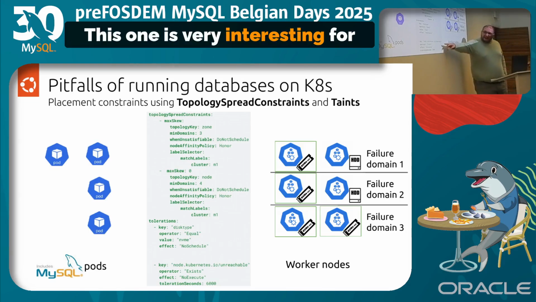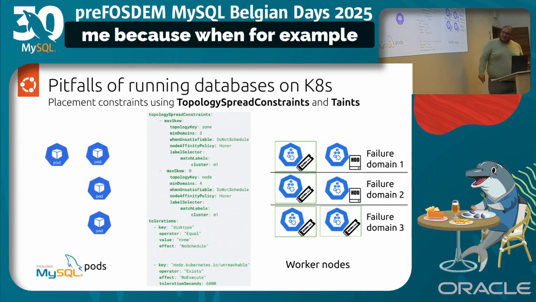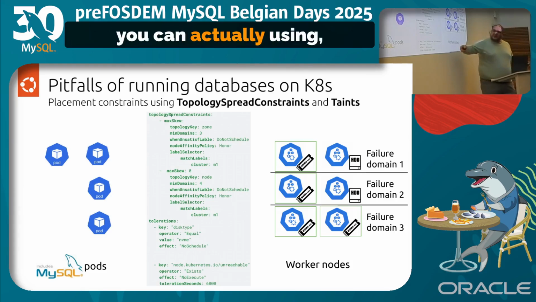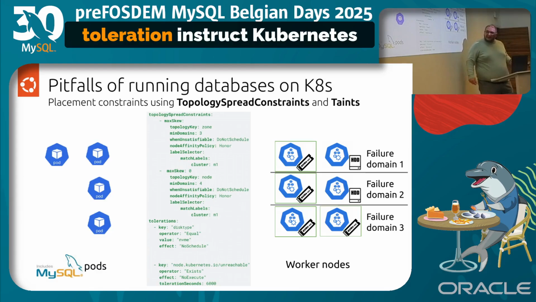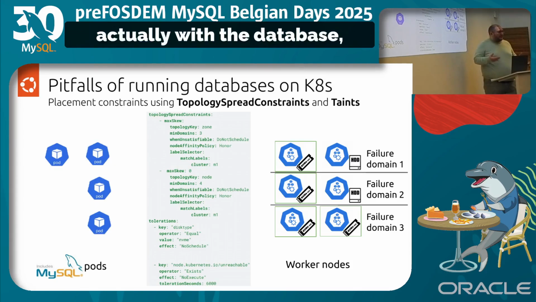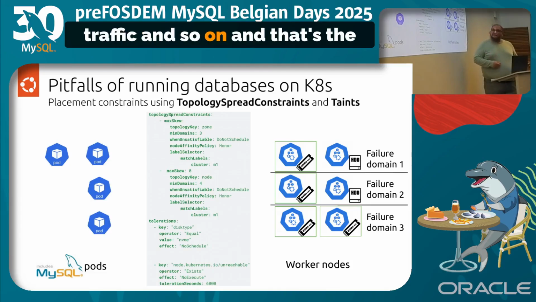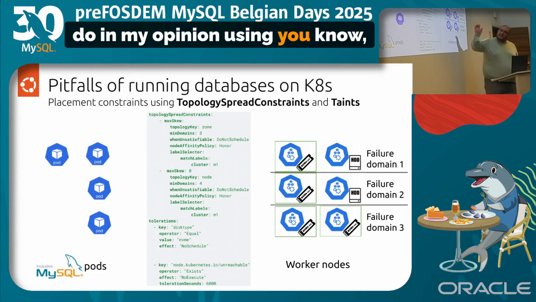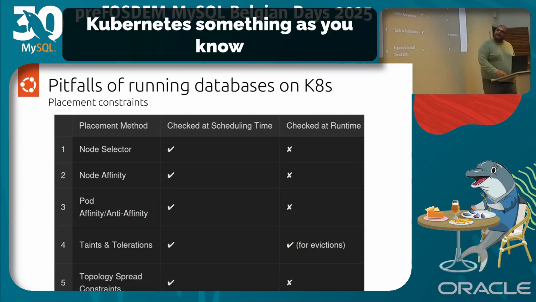This one is very interesting for me because when, for example, your node is unreachable, let's say that you have a split brain scenario and whatsoever, you can, using tolerations, instruct Kubernetes to not try immediately, at least, to relocate your pod, which is something that you want with the database. If the database is big and you don't want to generate SST because it's costly and it generates a lot of traffic and so on. And that's the best thing that we can do, in my opinion, using the built-in constructs of Kubernetes.